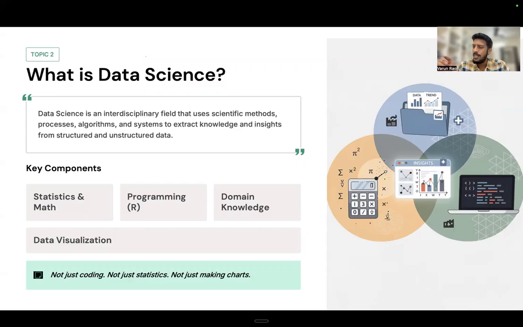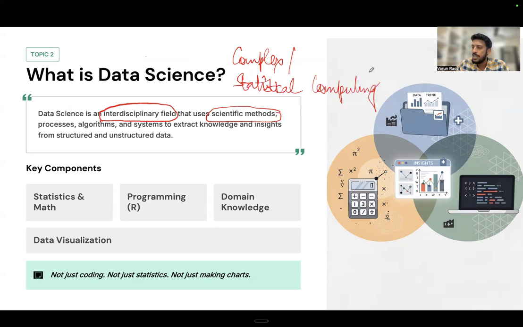Now, what is data science? It is an interdisciplinary field. Please pay attention to the keywords here. And it uses scientific methods. So it would not be wrong to say that this is complex or high level statistical computing, right? Because what we are doing here is we are unleashing the capacity of different scientific methods, to be able to come up with different processes, algorithms, and systems to extract knowledge from structured and unstructured data.